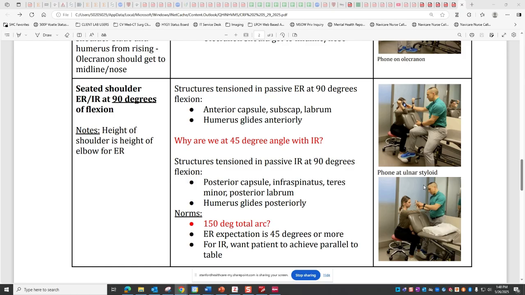But the anterior capsule, I can't really say that's it, or maybe a little bit of subscap and labrum, but it's going to be more the internal rotators in a flexed position, and that has different implications. And because they're in a flexed position rather than an abducted position, usually those other structures aren't as tensioned.